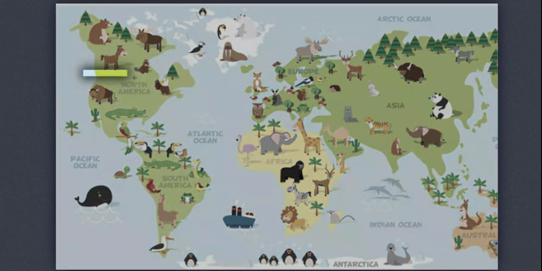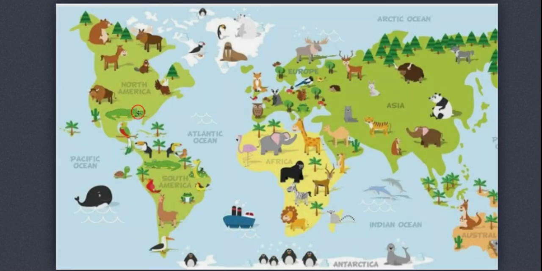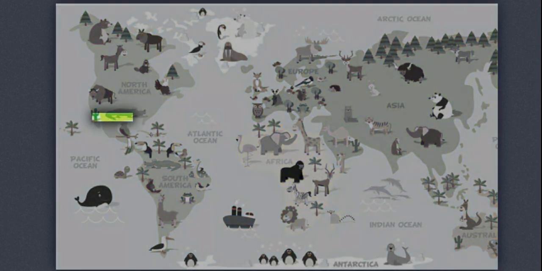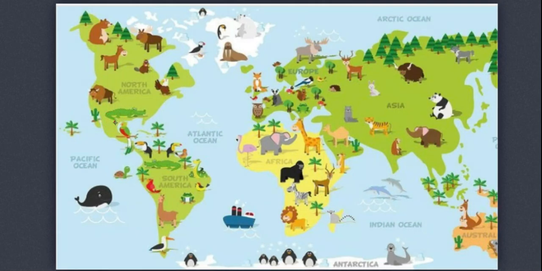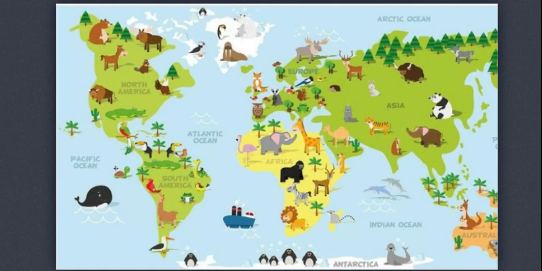Now down here in America, we have the bald eagle, and is this the bison? I think this is the bison. Now here in Mexico, we have, I think, a crocodile, and we have a parrot. That's what it looks like. Could be a macaw, but nearly the same thing, right?